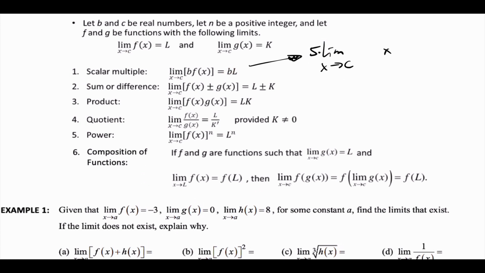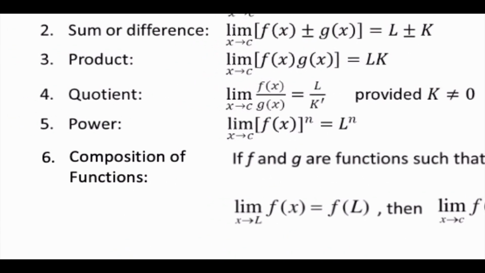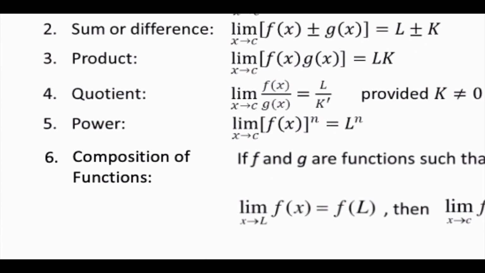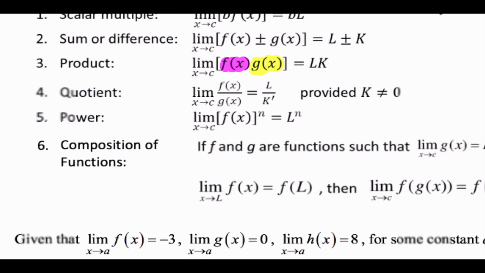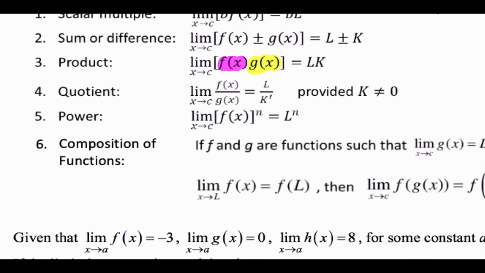Sum and difference we talked about. Product. Number 3, product. So when we have two things that we're multiplying times each other, two functions that we're multiplying times each other, you find the limit of the first one and the limit of the second one and multiply it. So you find the limit of f, whatever the limit of f is. Then you find the limit of g and multiply your answers together. Okay? As long as it's x approaching the same value.